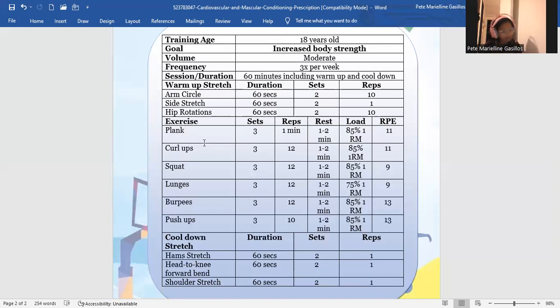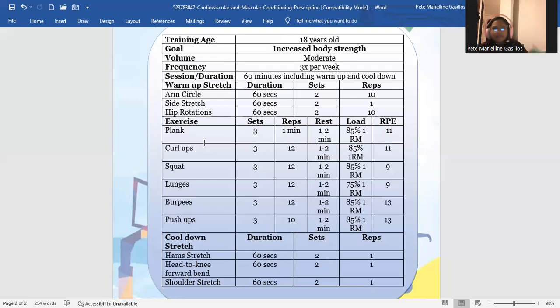Okay, page 35, as you can see in the module, the moderate load is 67 to 85%. So that is my load, 85%. And the RPE is 11 since it's fairly light. Planking is fairly light for me.